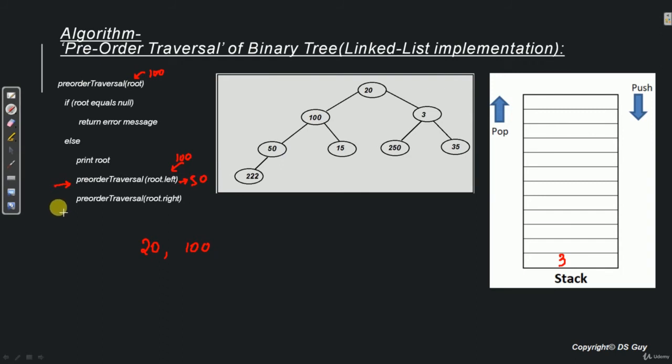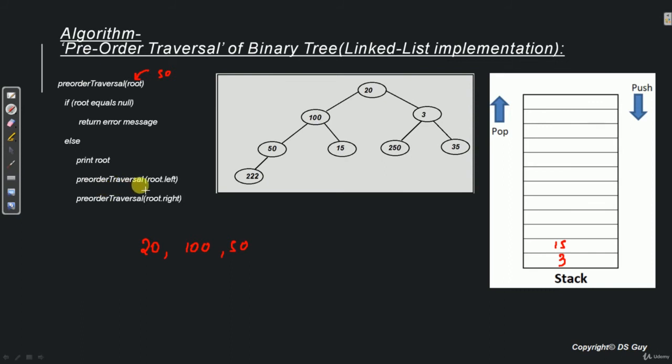But before that it has to push the next statement into the stack, which is pre-order traversal root dot right. Now what is root dot right? Root is 100, dot right is 15. So it will push 15 over here in the stack. Now it goes on and executes this statement, which is pre-order traversal root dot left, 50. So right now root's value is 50. Is it equal to null? No, else print root. So it will print 50.